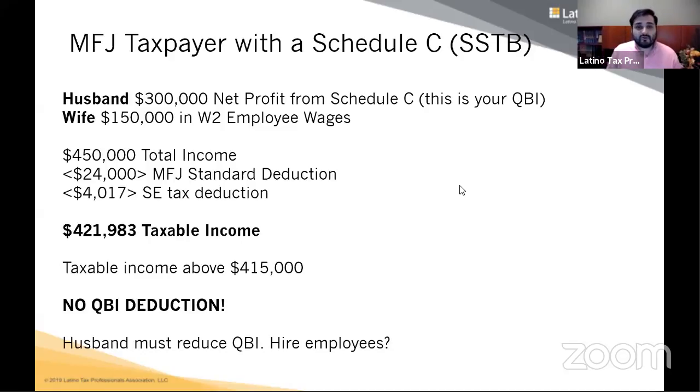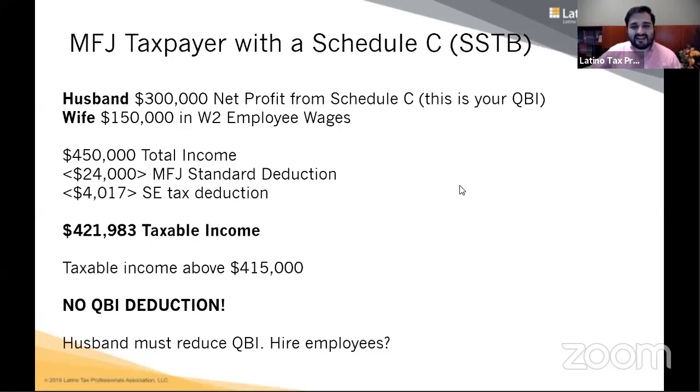So what could George do? Maybe George could lower his profit. How? Maybe he wants to hire some employees. Okay? Isn't that a way to boost the economy, hire employees? He may want to hire employees, have some more costs that is going to reduce his net income. And if he reduces his net income, he may be now below the threshold. So that's how it works.